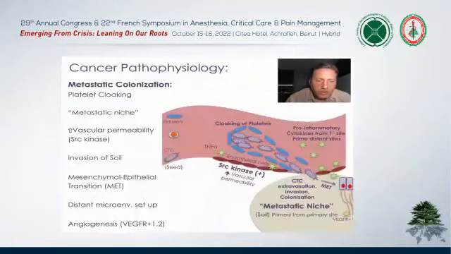Now, after tumors enter the circulation, the circulation is quite a hostile environment, but they actually cloak themselves in platelets to evade our immune system and also activate this circulatory pathway in the endothelium to allow endothelial leak and seeding of distant metastases.